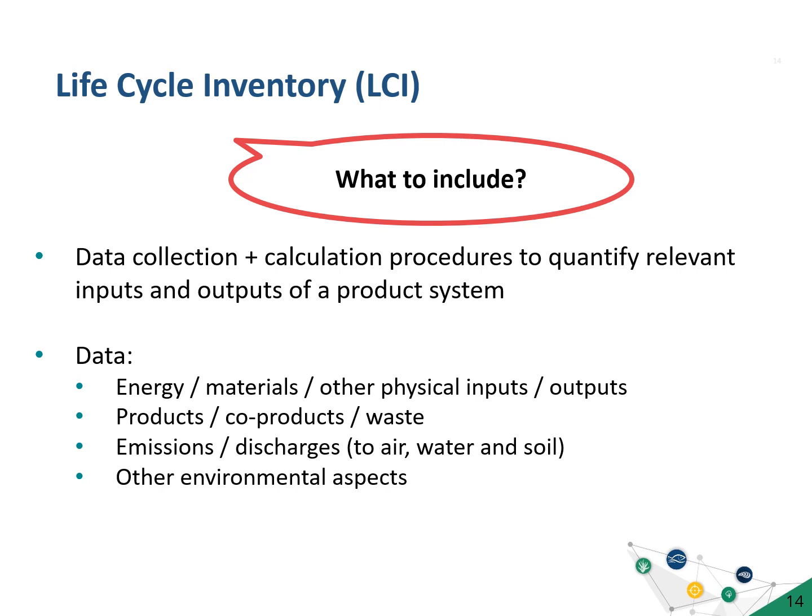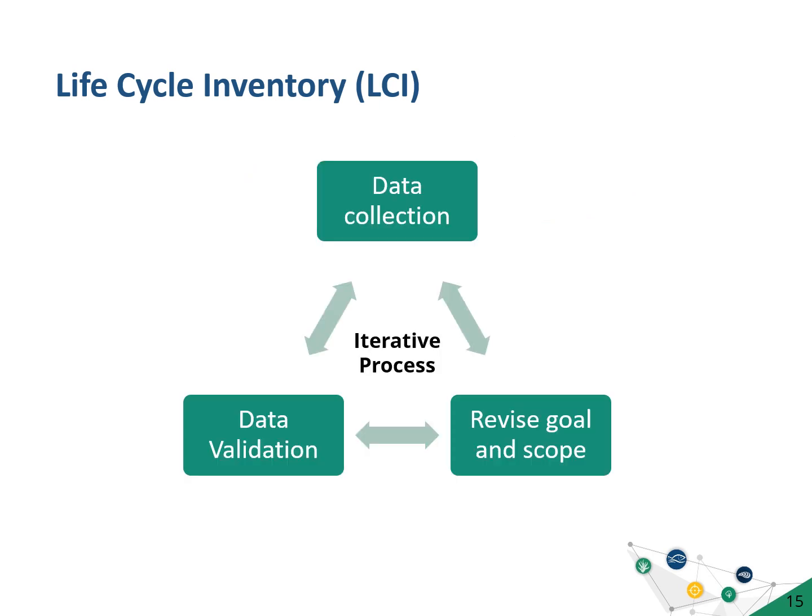After the definition of the goal and scope, we need to collect the system data and make the lifecycle inventory. That is where we define what we should include as our inputs and outputs, and we quantify it. So the data should include the energy, material, all the other physical inputs and outputs, the product, co-product, waste, emissions, discharge to air, water, and soil, and any other environmental aspects. It's important to remember that the lifecycle inventory is an iterative process that would drive the revision of goal and scope and data validation during the process.